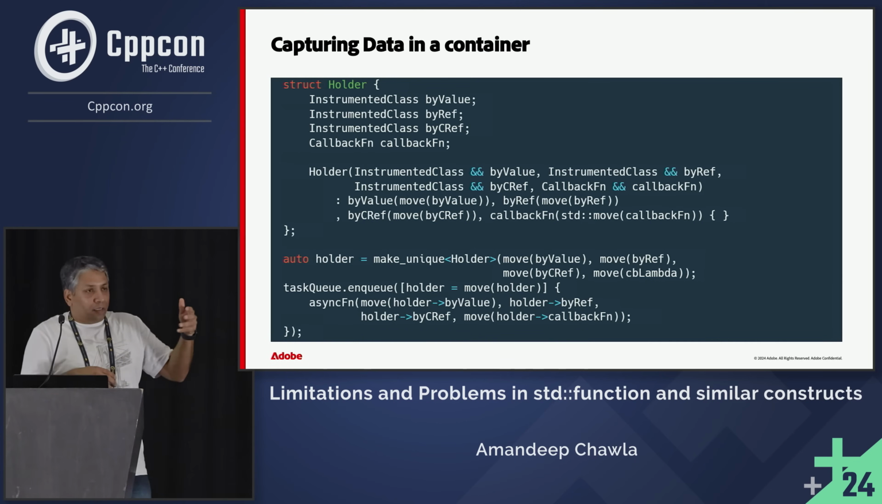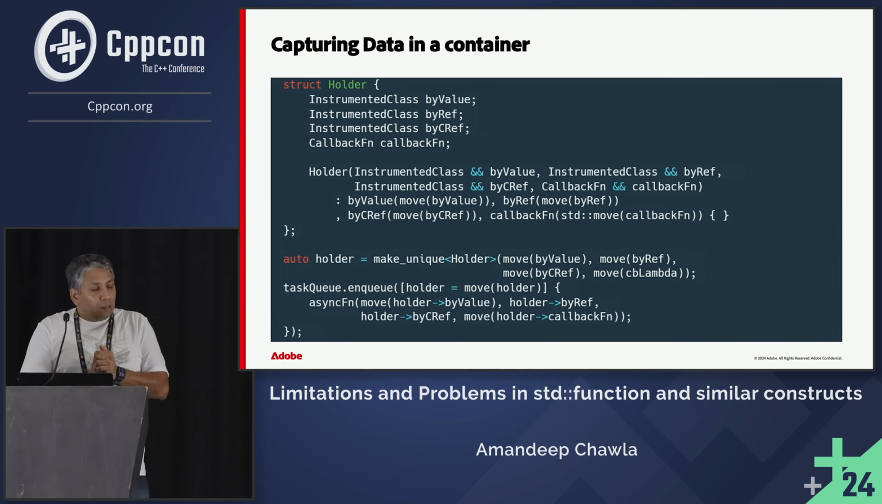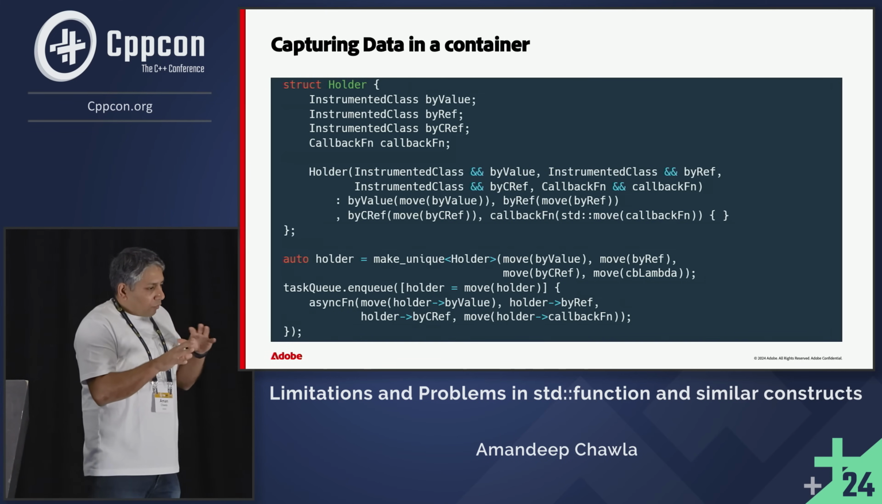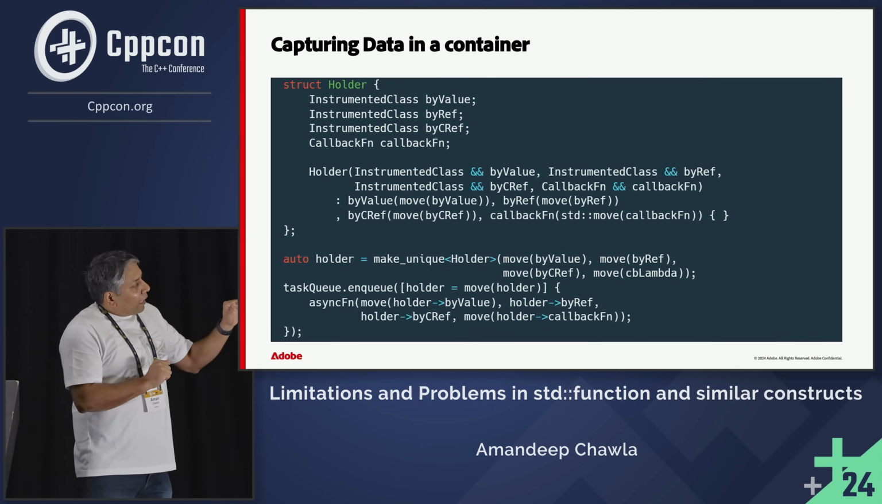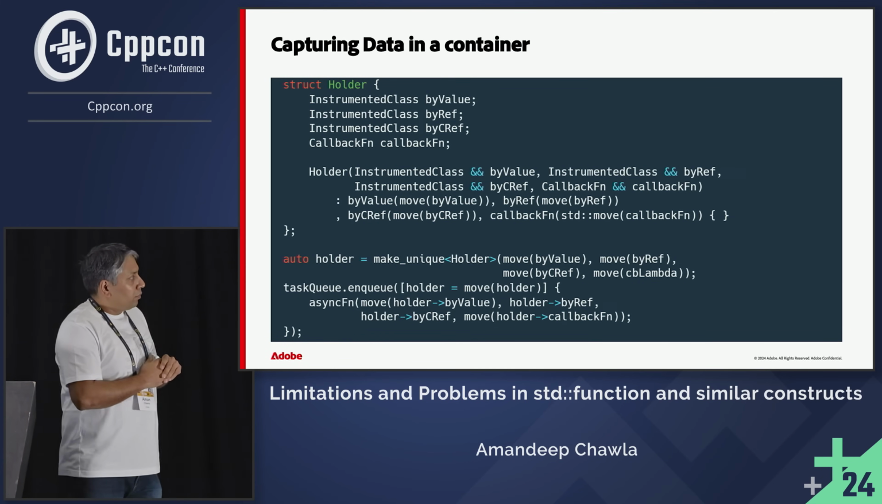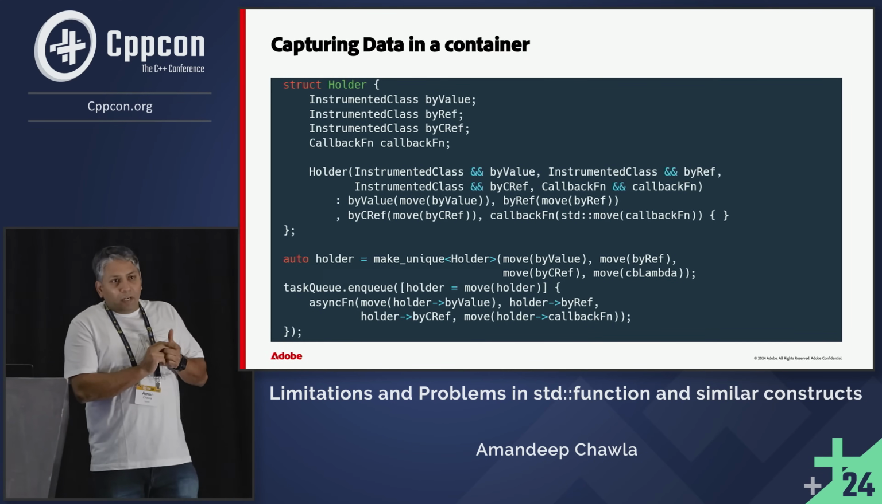So I wrote this holder quickly, and I wanted it on the heap so that none of the copies and moves happen. And I made a unique pointer of it, bundling everything together. And then I tried to enqueue this. Will it work?